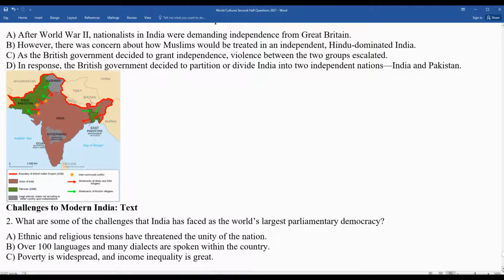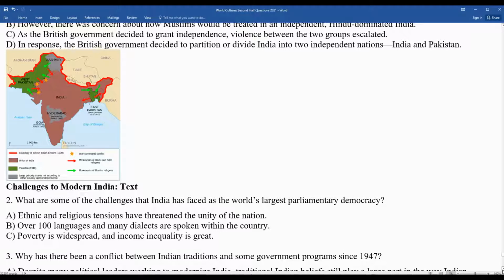What are some of the challenges that India has faced as the world's largest parliamentary democracy from this period of time in 1947 through contemporary times? Well, you continually have ethnic and religious tensions. These tensions have threatened the unity of the country. There's over 100 different languages and many different dialects spoken within the country. Poverty is widespread and income inequality is great.